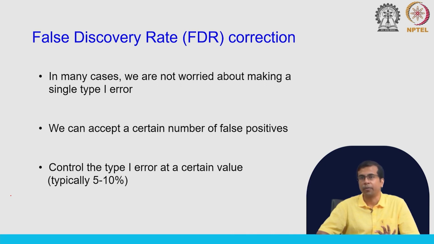So, we can probably control the type 1 error at a certain value, rather than trying to control it at a very stringent cutoff. We can perhaps tolerate maybe 5 to 10% false positives, depending on the test or the inference that you are making. This is actually the approach that these false discovery rate correction methods take.